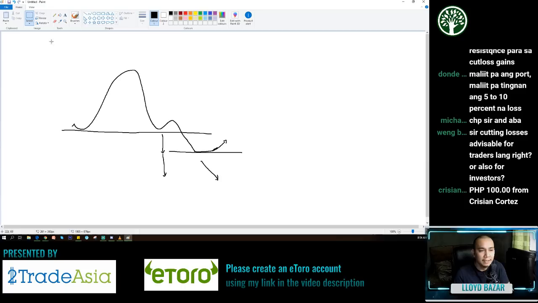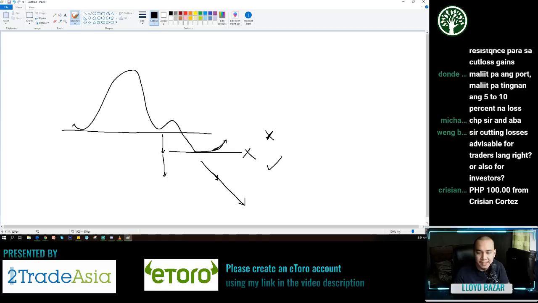Number two scenario, what if mag-cut loss ka? At least kung mag-cut loss ako, and then kung umakyat man yan, then that's good. I can always do a re-entry, diba? I can always do a re-entry. Anyways, at least na-minimize ko ang loss ko. Maybe it's very shaky, it's a very delicate situation. We can mark it as an X, right? Bad yan, pero pag bumaba, at least nakapag-cut loss ako, safe ako. So this is, dalawang side tayo ngayon.